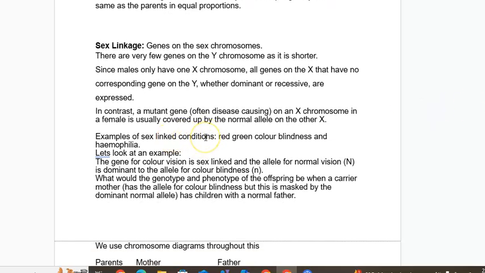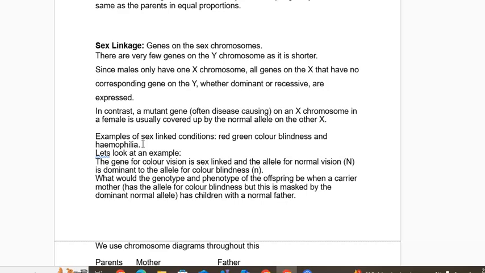Here are two conditions caused by sex-linked genes: red-green color blindness and hemophilia. Hemophilia is a condition where people find it difficult for their blood to clot. It doesn't clot very well, so they have huge issues around bleeding when they get a cut.